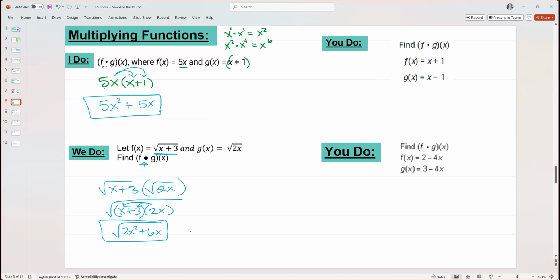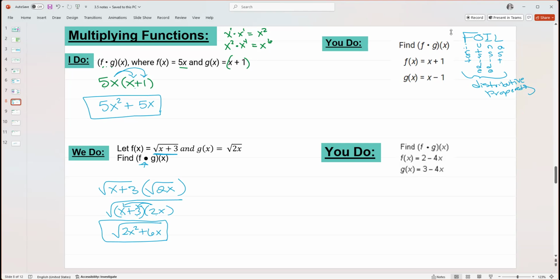All right, so for the you-dos, I would definitely recommend you pause, try it, and see how we do. This is going to be the FOIL method. You're going to see FOIL as an option. This stands for first, outside, inside, and last. You probably learned it in Algebra 1. It's the same thing as the distributive property. Okay, same thing as the double distributive property.